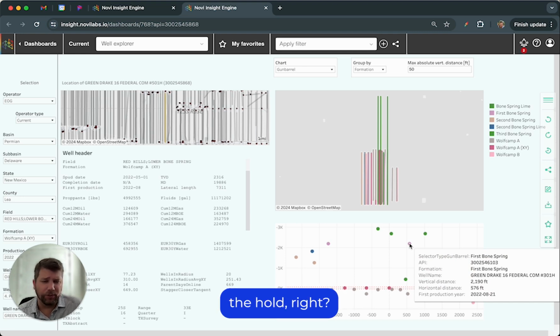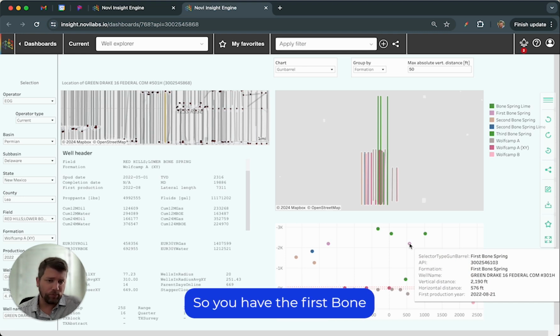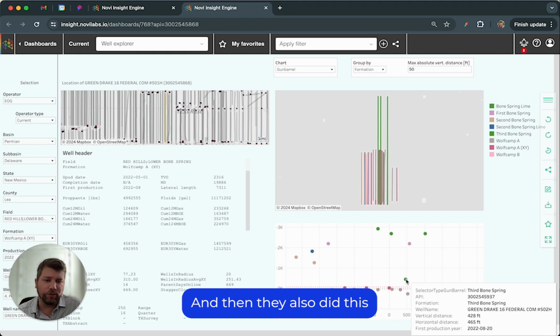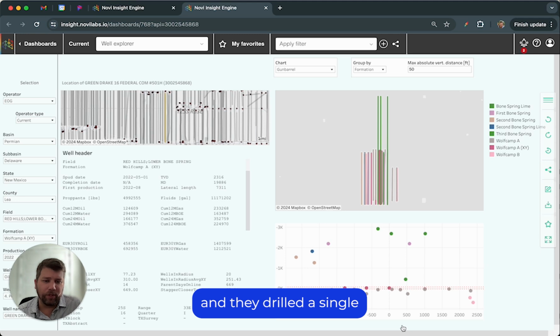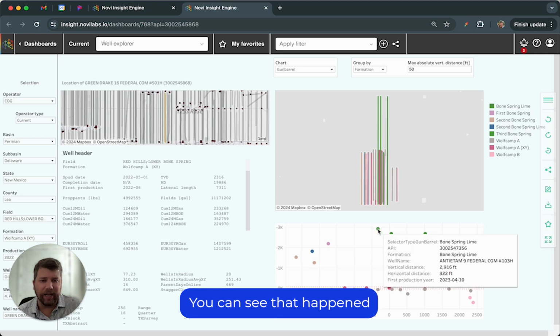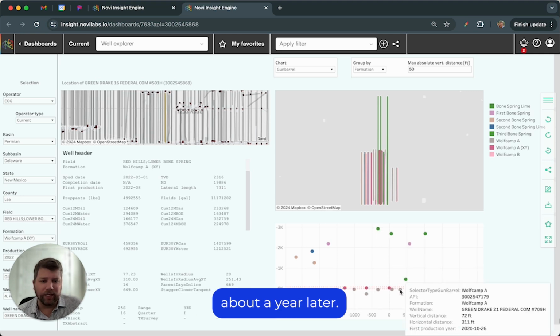And then probably most interesting is just hovering over these single ones. These are where they drilled to hold, right? So you have the first Bone Springs that they came in here in 2022. And then they also did this for the third Bone Springs. So they went in at the same time and they drilled a single well to delineate a bit, to get some information and to hold the acreage. And then they went in and really developed it. And you can see that happened about a year later.